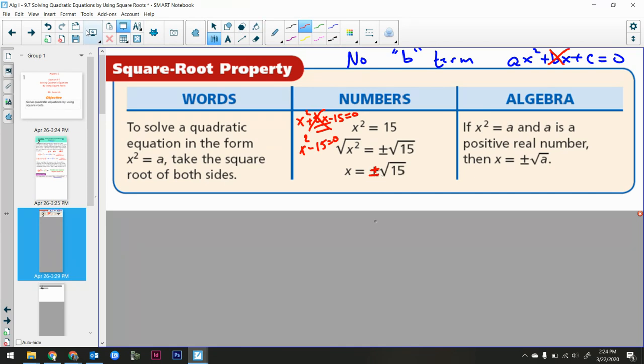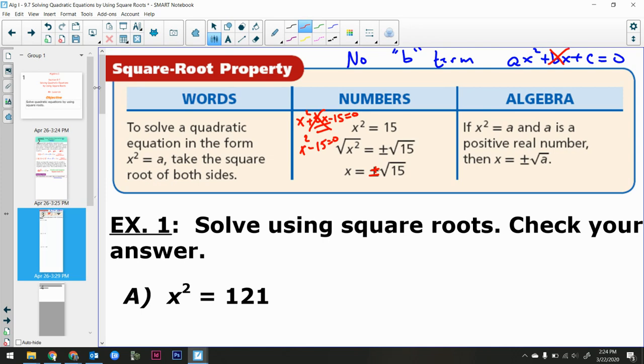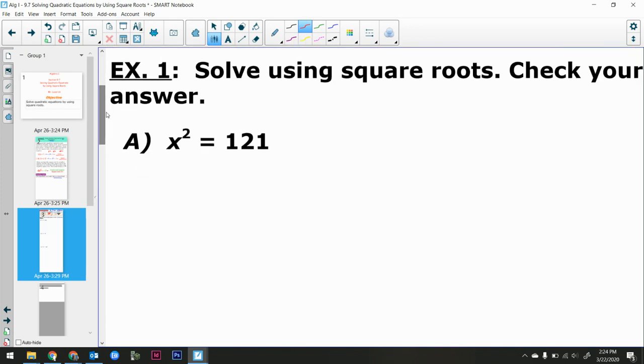Okay. Now, what does that mean in terms of these equations here? Let's do them. Solve using square roots. We've got x squared is equal to 121. So it's already set up for us. We have x squared on one side, the number on the other. So we take the square root of both sides. We take the square root of x squared, and we take the square root of 121.